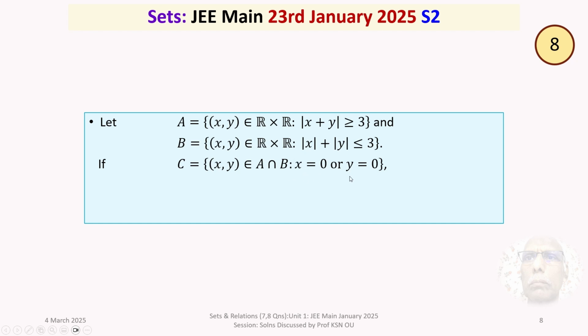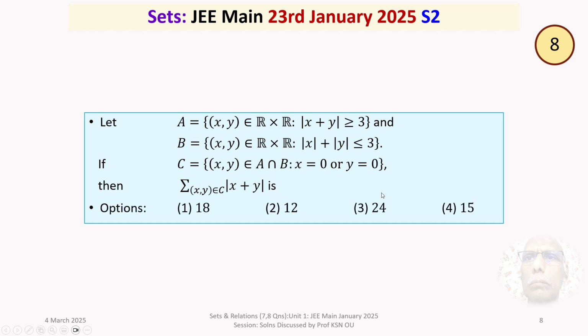satisfying x is equal to 0 or y is equal to 0. Then sigma of mod of x plus y, that means sigma mod of x plus y, where this summation runs on those ordered pairs (x, y) belonging to C, is... we are given 4 options.